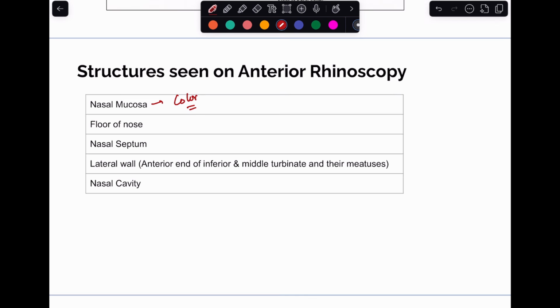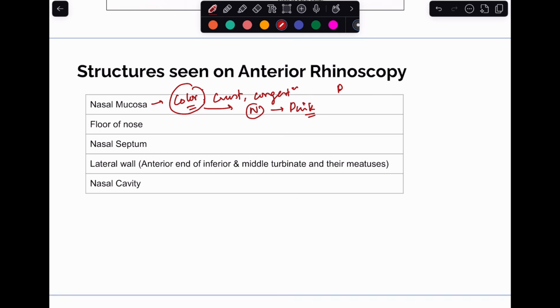So for nasal mucosa, the things that you should be looking out for are color, edema, dryness, if there is any crust formation or not, and if there is any congestion that you are seeing or not. Coming to the color of the nasal mucosa, in a normal case, usually it will be very pinkish in color.